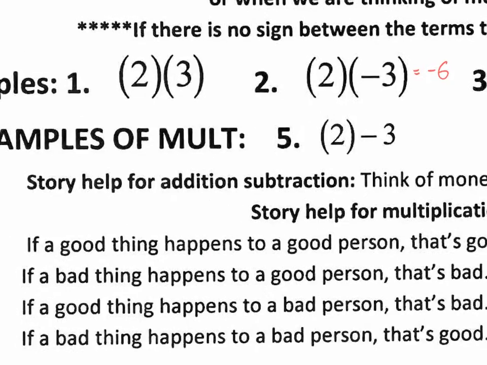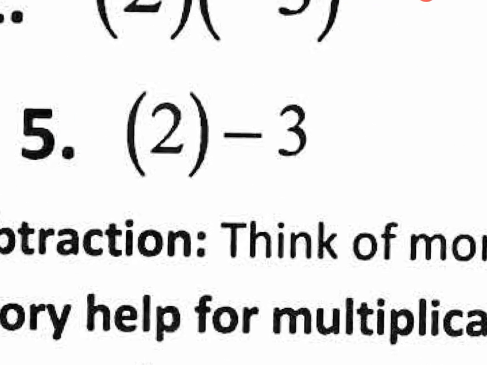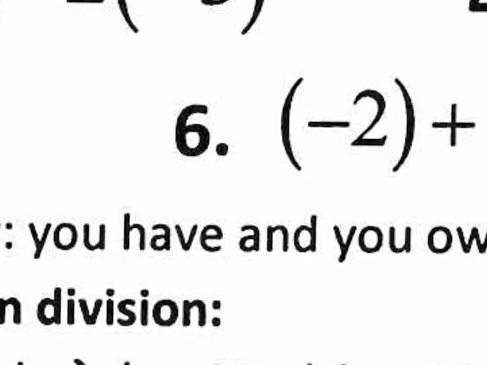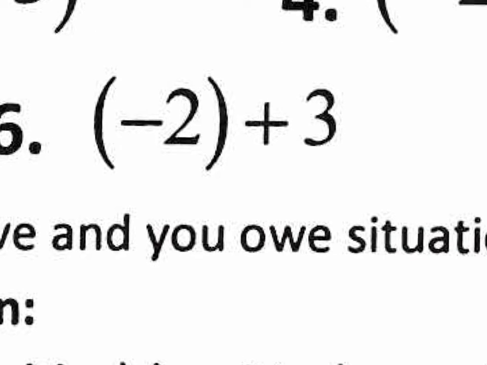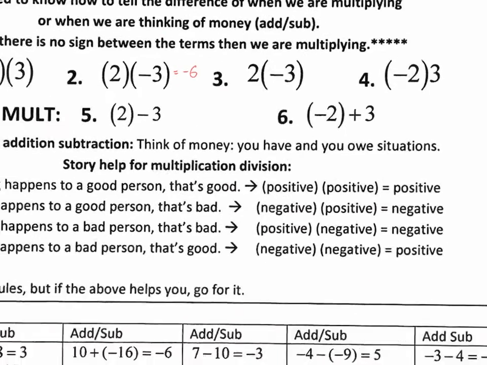Okay. Now, these other ones are not examples of multiplying. Why not? Because this says 2 in parentheses minus 3. Now, if I had the parentheses around it and called it a negative 3, then it would be multiplication. But because there's a sign between the two terms, you are thinking of money. You're subtracting in that case. Right here, you're not multiplying because there's a plus sign. Okay? So I hope we understand that.